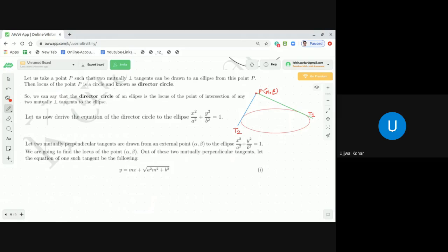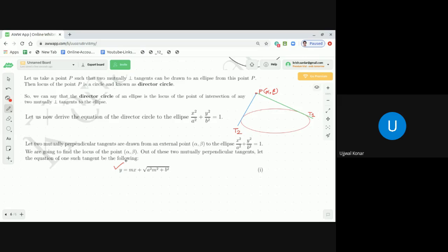Let two mutually perpendicular tangents be drawn from an external point (alpha, beta) to the ellipse x squared by a squared plus y squared by b squared equal to 1. We are going to find the locus of the point (alpha, beta). Now, out of these two mutually perpendicular tangents, let one tangent be y equal to mx plus square root of a squared m squared plus b squared. That we have learned when we discussed the tangents to an ellipse.